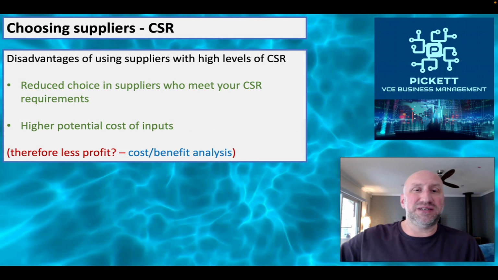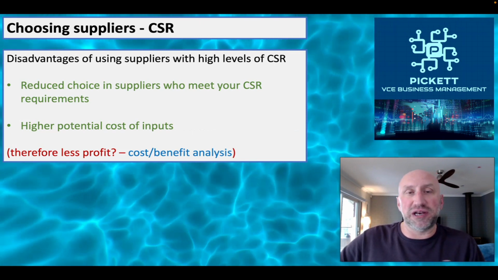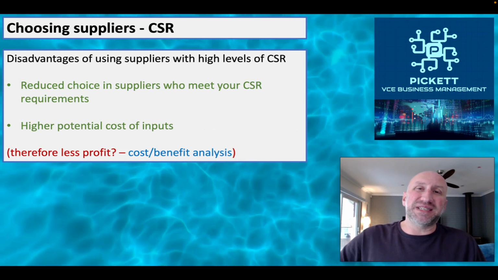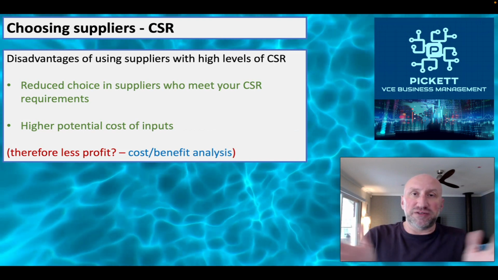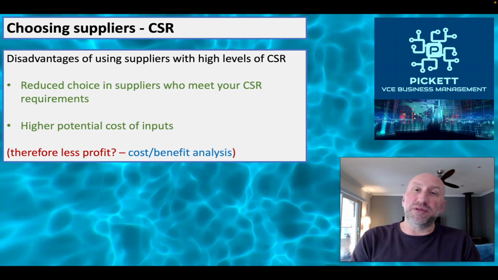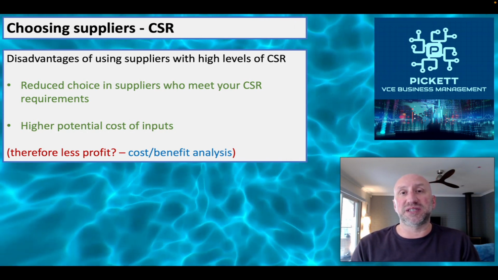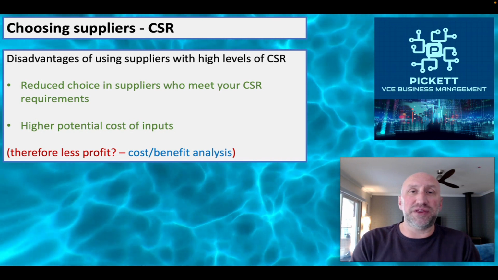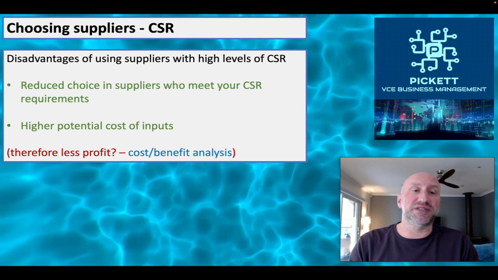Disadvantages of doing this. Look, the list of disadvantages is not very long. Basically, look, it might reduce your choice in suppliers, because if you think about it, you've got a range of suppliers you can choose from. Say you've got 10 suppliers, there might be only 2 or 3 of them that do actually operate with the level of social responsibility that you would consider dealing with. So therefore, obviously, it reduces your choice in where you get your supplies from.